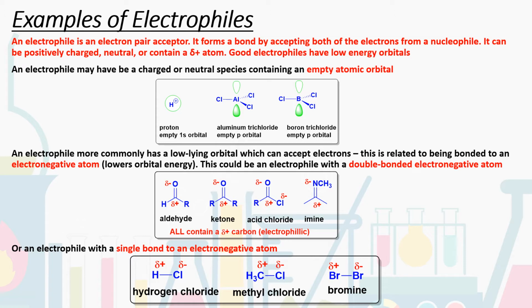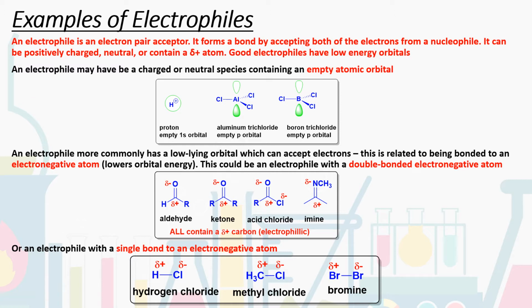Here we have our delta-negative oxygen in our carbonyl group. And therefore, because we have this polar C=O bond, this dipole, we end up having delta-negative on the oxygen and therefore delta-positive electron deficiency on the carbon atom. And so those examples all contain a delta-positive carbon, an electron-deficient carbon, and that makes them electrophilic.